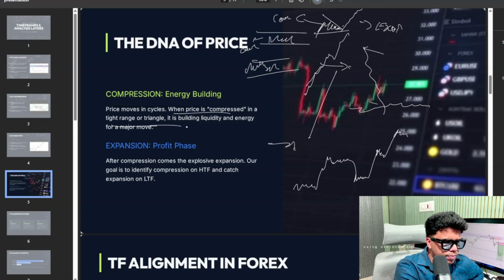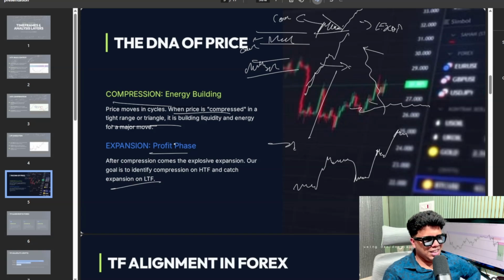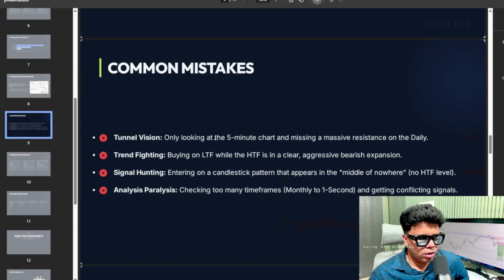So we can see the compression in higher time frame, and in lower time frame we can see the expansion. So we are going to enter in lower time frame in this expansion, and we are going to make some profits. It's not that easy. We are going to do some more analysis, more frameworks, and then we are going to identify the good trade setups.